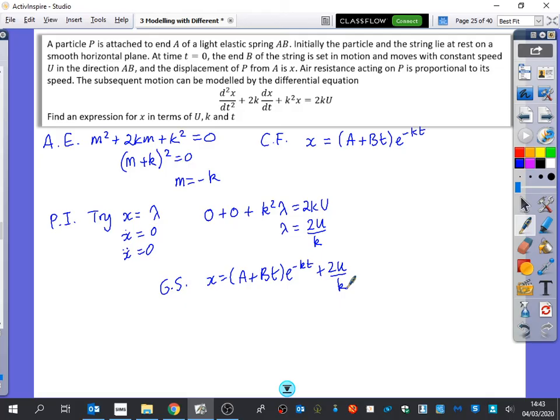I think we need to be able to find A and B. What does it tell us? Standard U, K and T. So what else does it tell us?